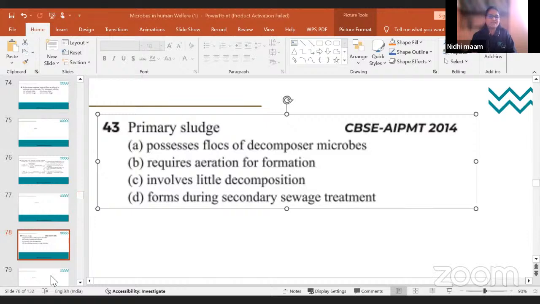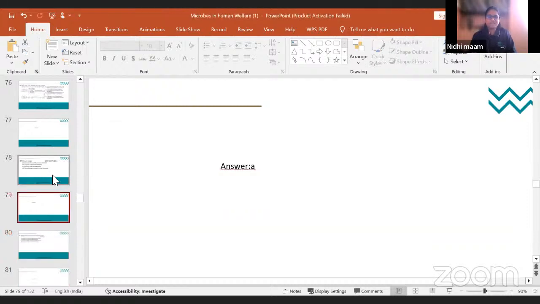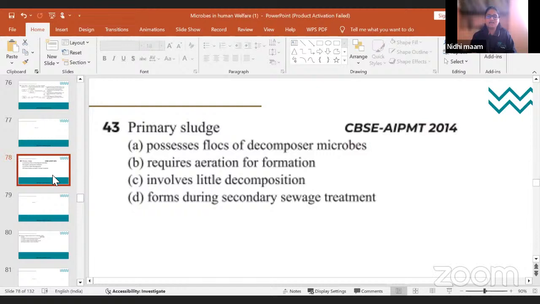So let us check the answer. Who is right? Option A, possess flocks of decomposer microbes, is the right answer.